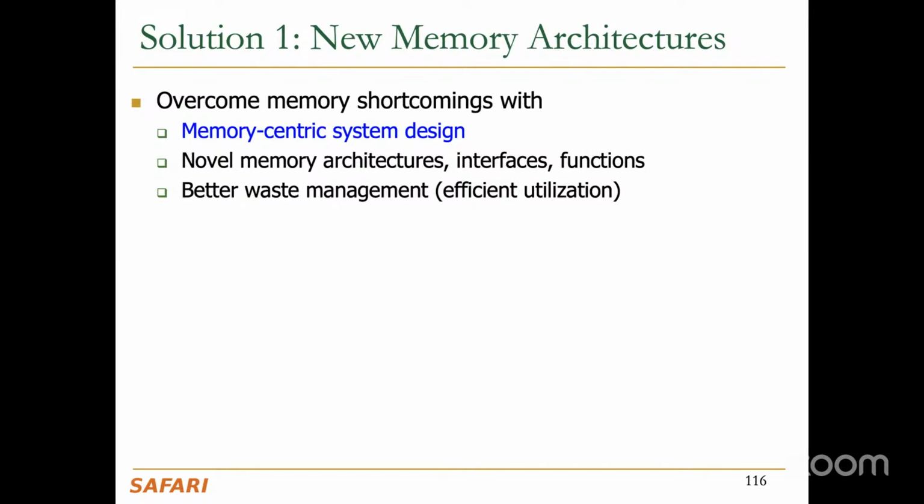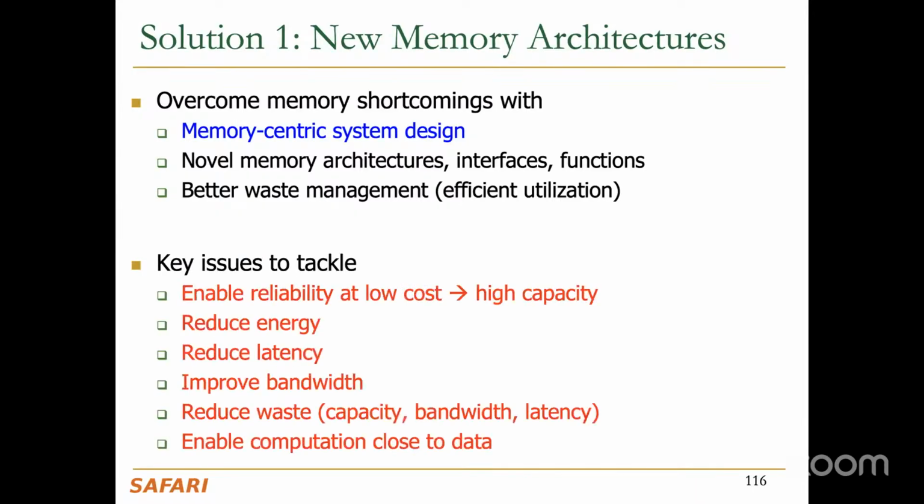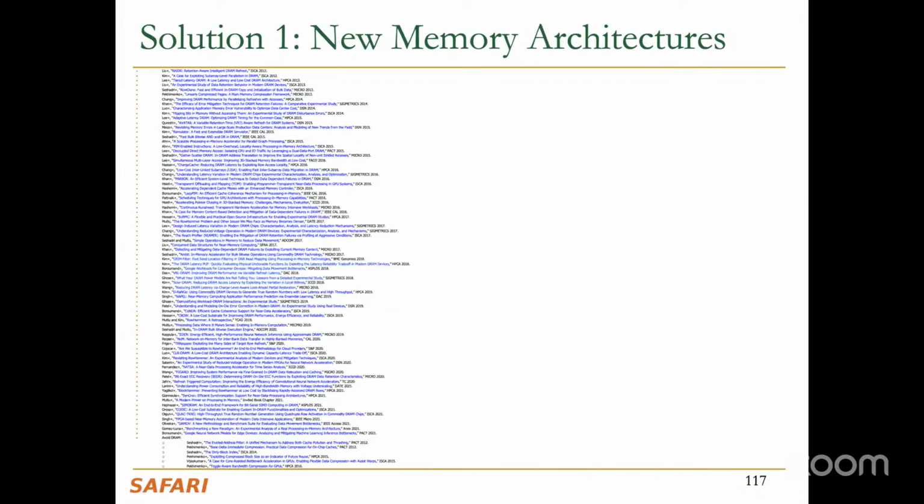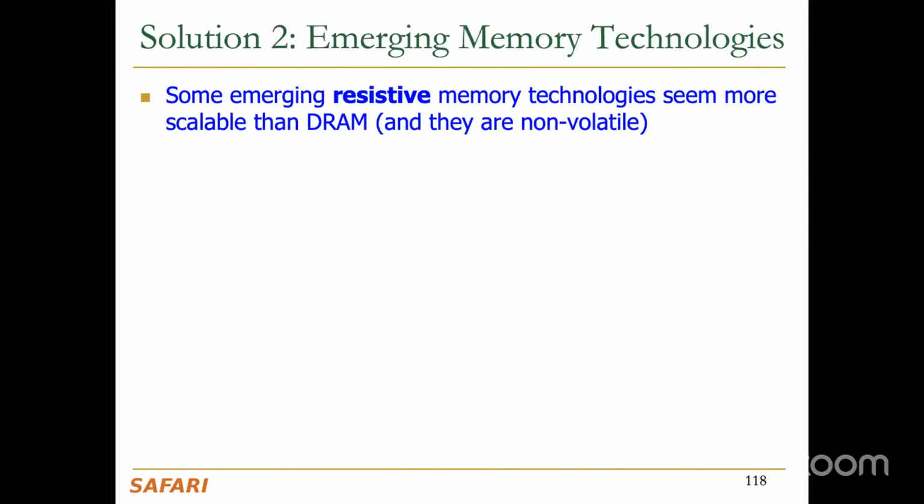We're also wasting a lot of storage because maybe we can compress a lot of that data. So these are all examples of waste. And there are many issues over here that we're going to look at. We're going to start with enabling computation close to data, memory-centric computing. But we're going to look at robustness. We're going to look at energy, latency, bandwidth, and reducing waste. So there are a lot of interesting things. And this slide is some of our work in this area that I stopped updating some number of years ago. So there's a lot more work in this area, as you can see.